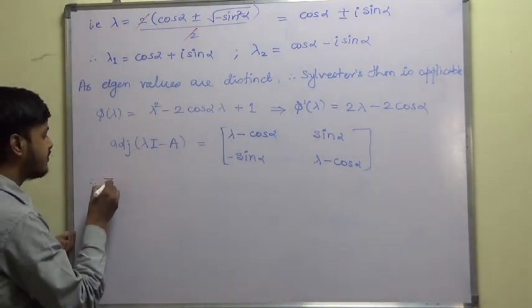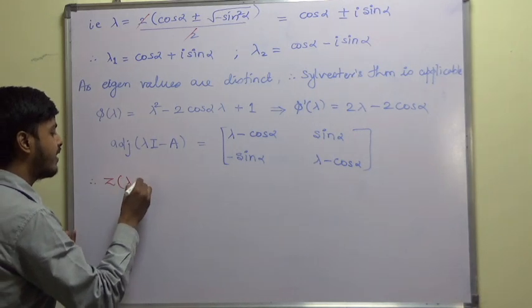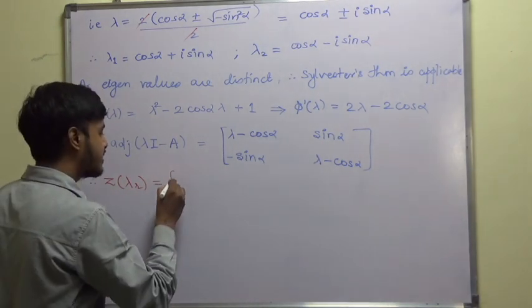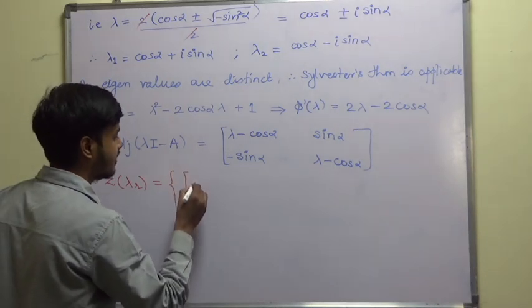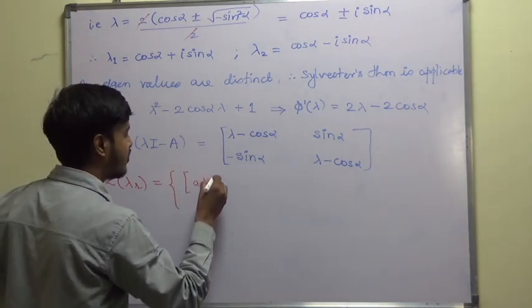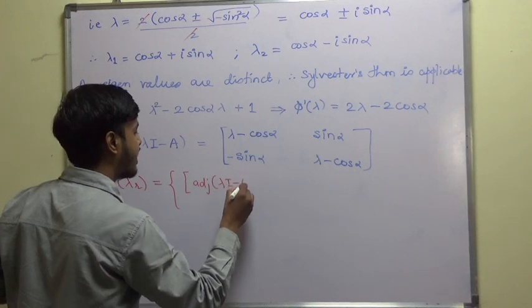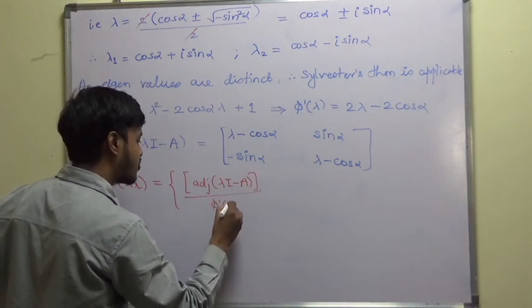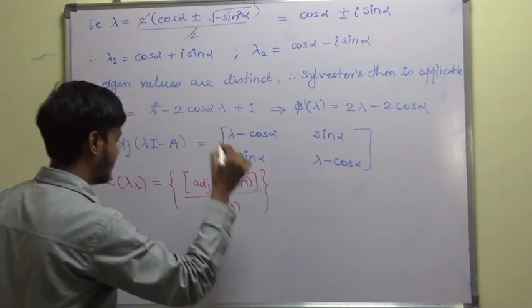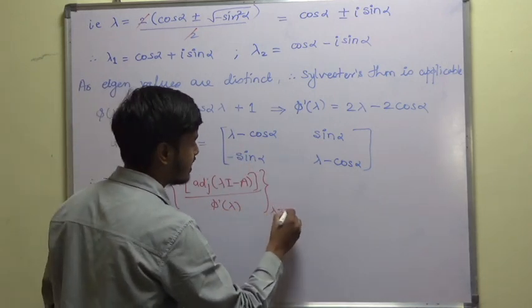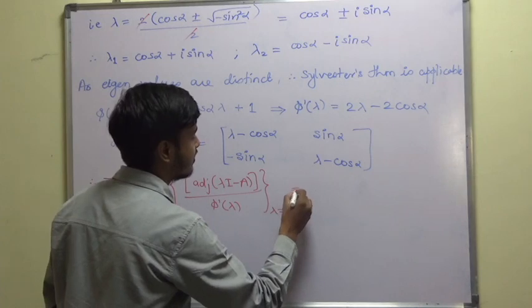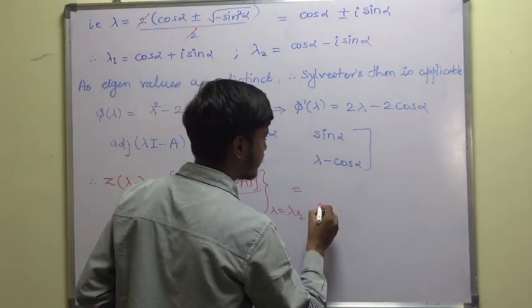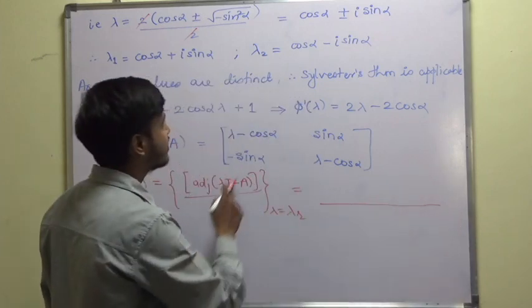Therefore, Z of lambda r is equal to, what is it? Z of lambda r is nothing but adjoint of lambda I minus A upon phi dash of lambda, where lambda is equal to lambda r. So you can substitute the values. We have these values. So what is phi dash of lambda?